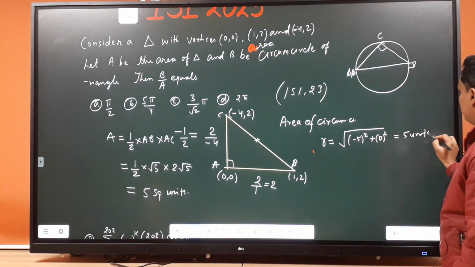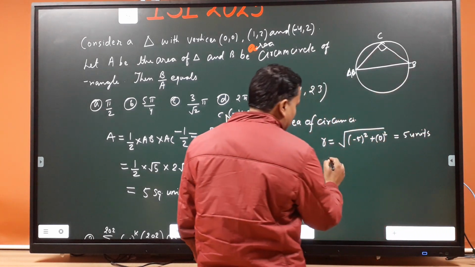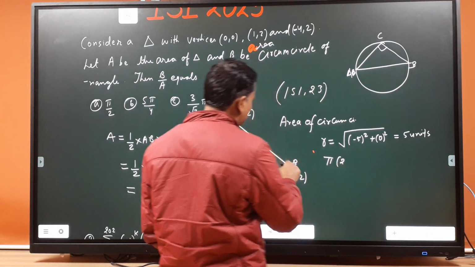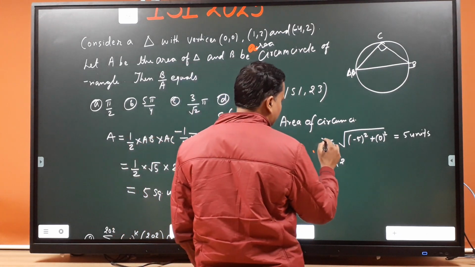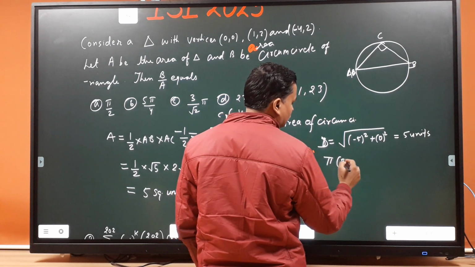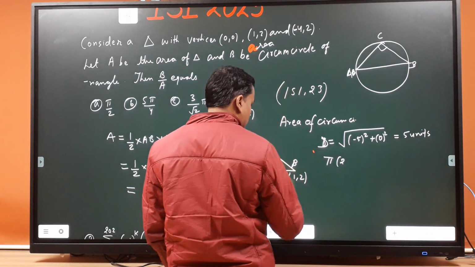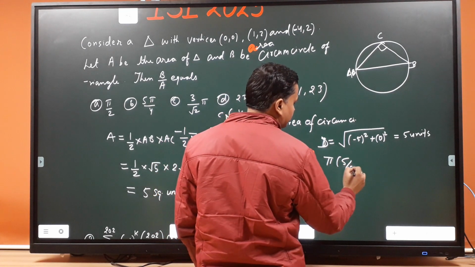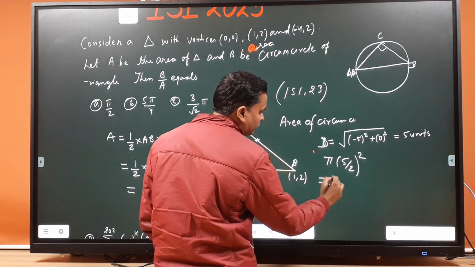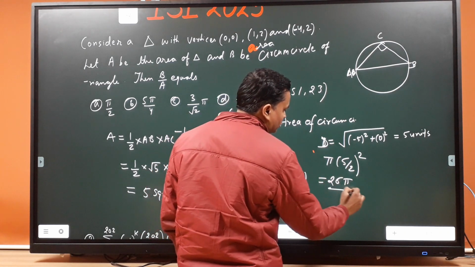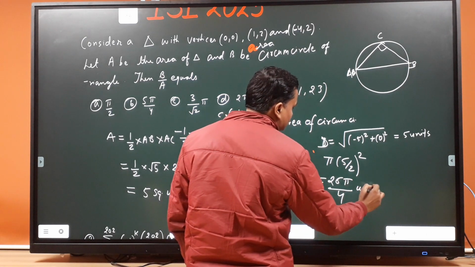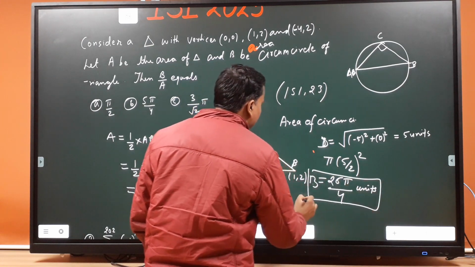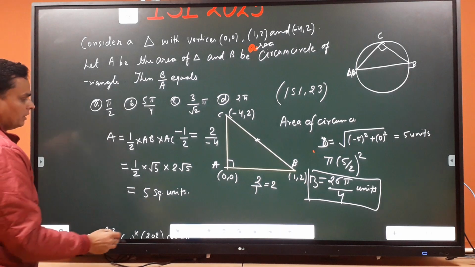So the area will be equal to pi r square, or pi into... wait, this is not the radius, this is the diameter. Okay, this is D. So R will be 5 upon 2, and the area is pi r square, that means pi into (5 upon 2) squared. This is equal to 25 pi by 4 units. So this is B. Now we need to find the ratio B upon A.